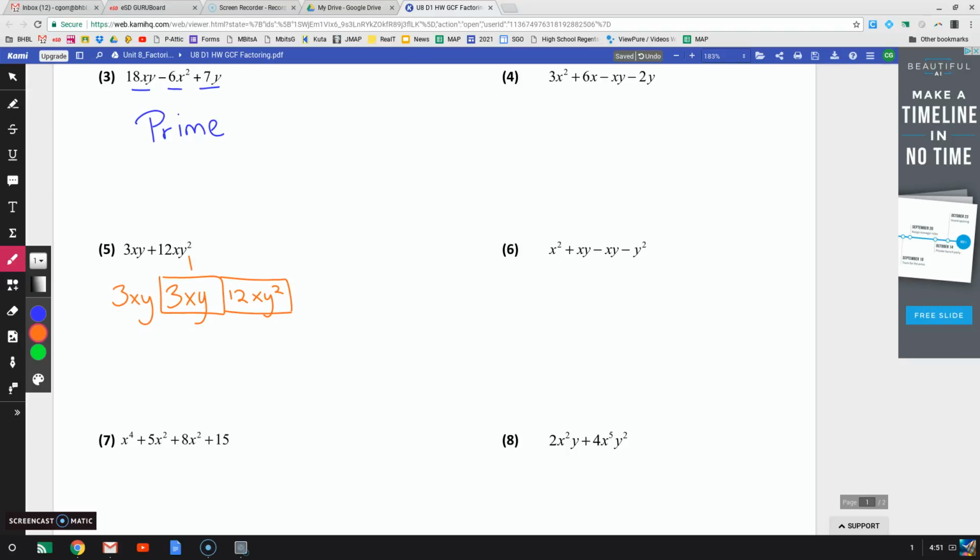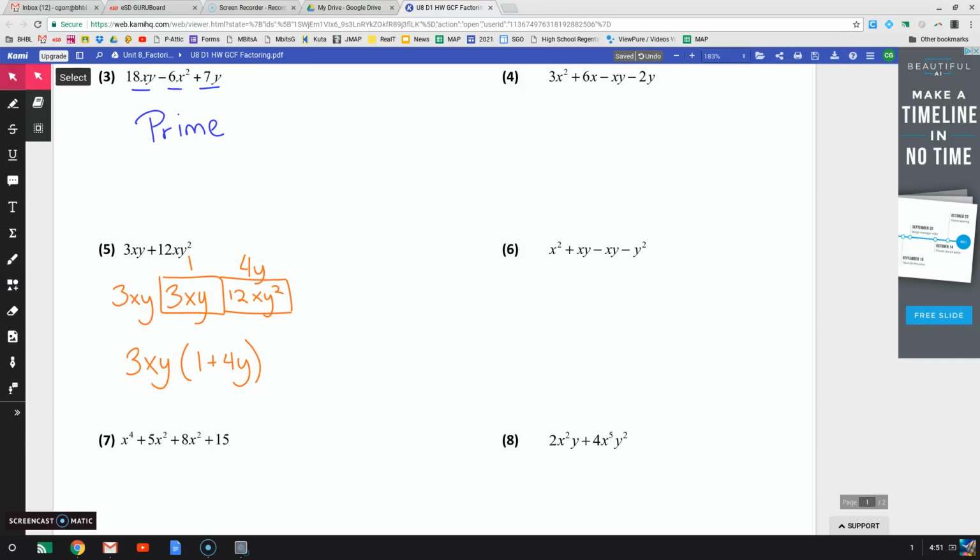So I have a 1. 1 times 3xy would give me 3xy and a 4y. So my solution, my factored form of my expression, is 3xy times (1 plus 4y). Let's take a look at number 7.